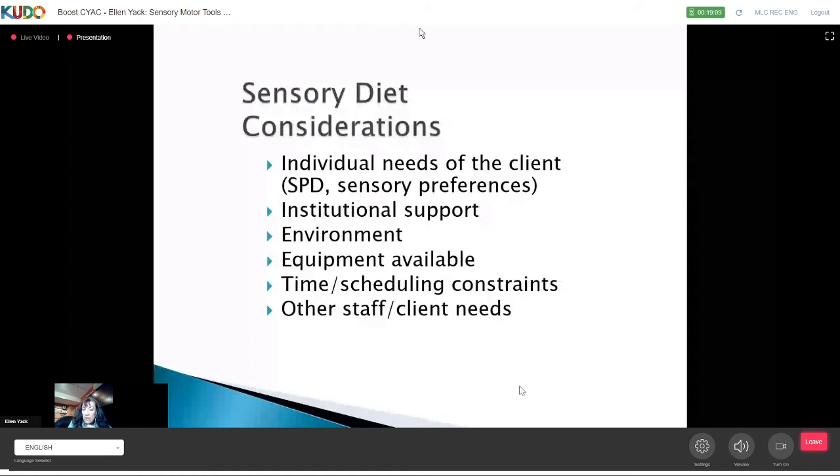We have to look at the institutional support different agencies have in terms of implementing sensory motor tools. So whether you're working with a client who's in a school setting or a vocational work setting, you have to look at what support there is. You have to look at the available environment and equipment. You have to look at time and scheduling constraints.